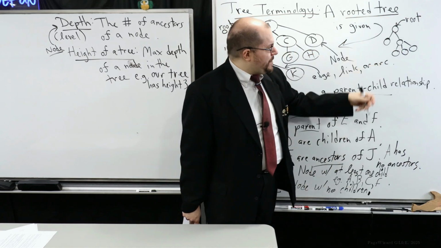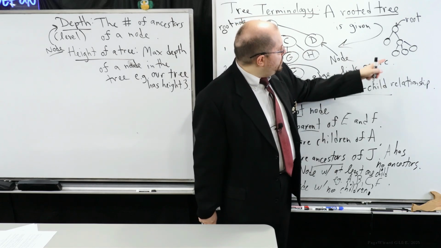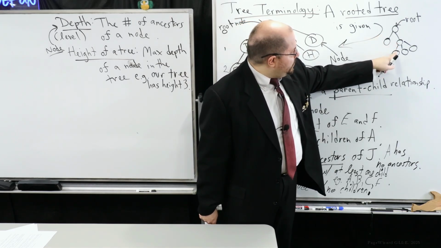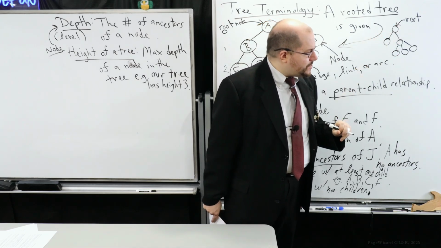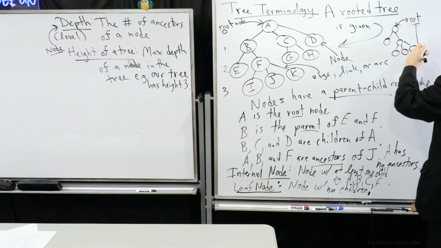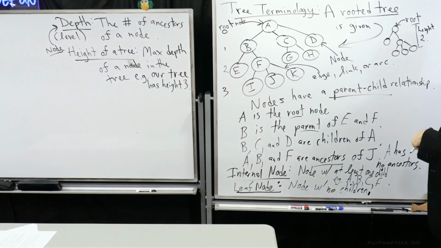What's the height of this tree? Well, we find a node with a maximum depth. Notice that we have one of these guys down here. It has 1, 2 ancestors. So the height of this tree is height 2.